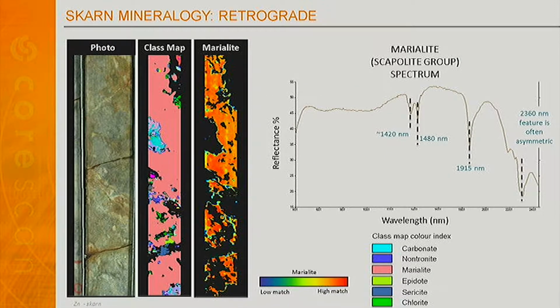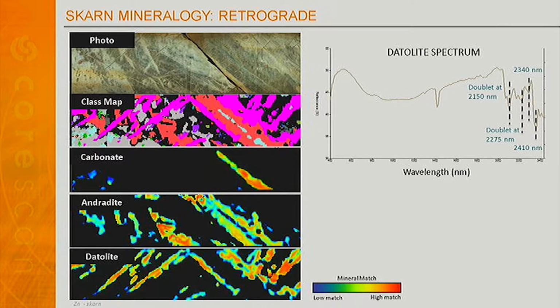Here's one of these interesting scapolites. This is marialite. Marialite ends up being an excellent vector in iron skarn for gold. And then I wanted to put this one in because, again, zeolites, I think, are vastly underestimated because they're very difficult to log. Many of them look alike. They're fine grained. A lot of them are white.